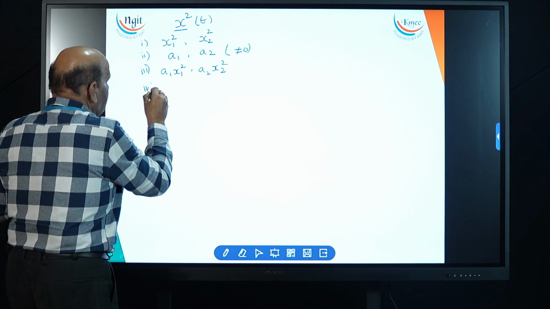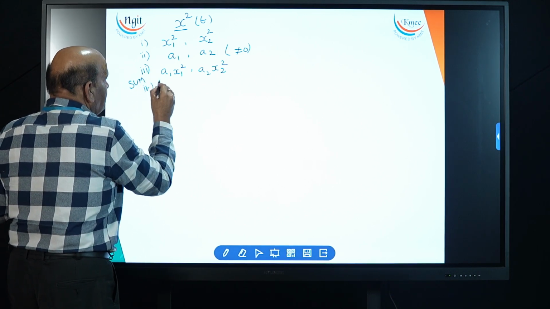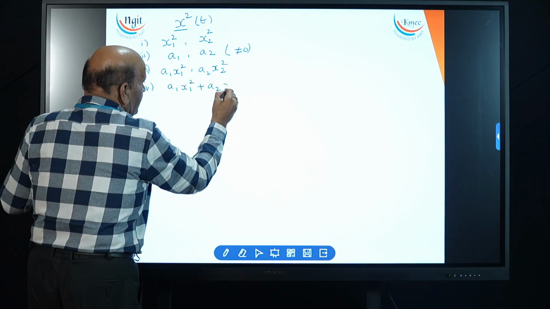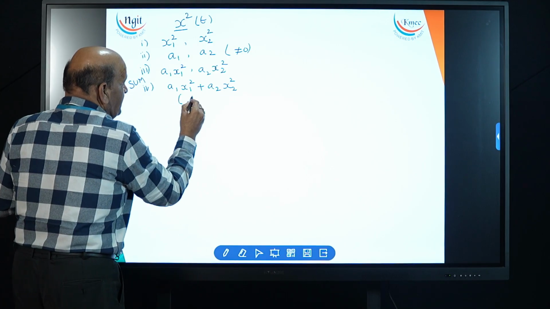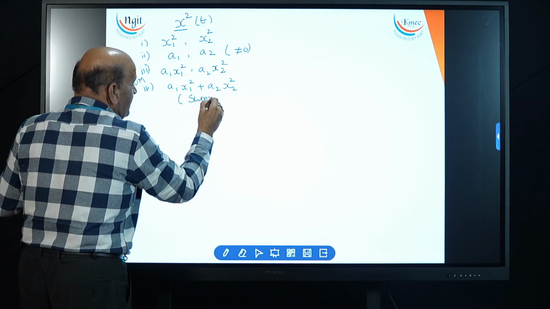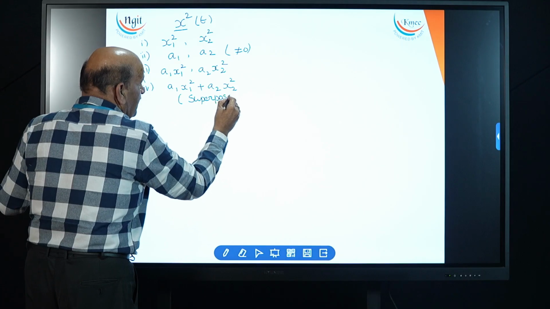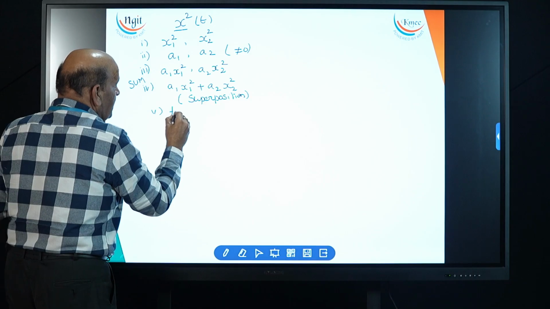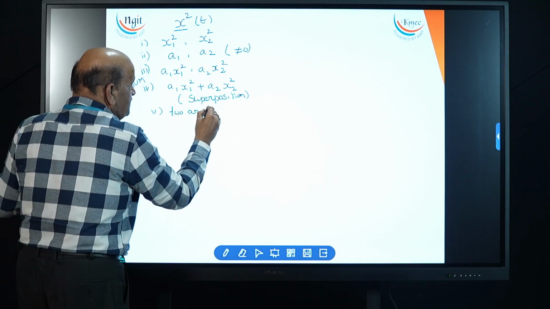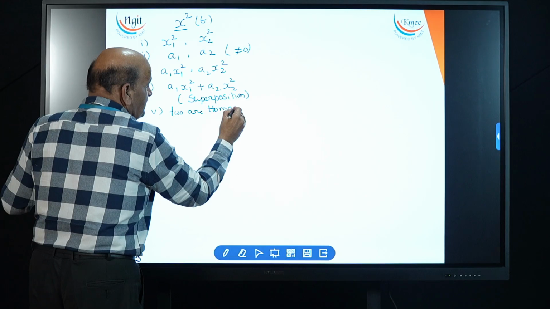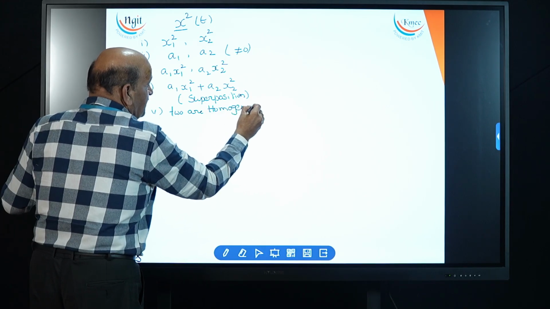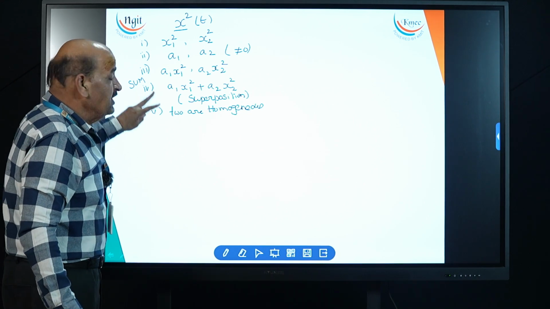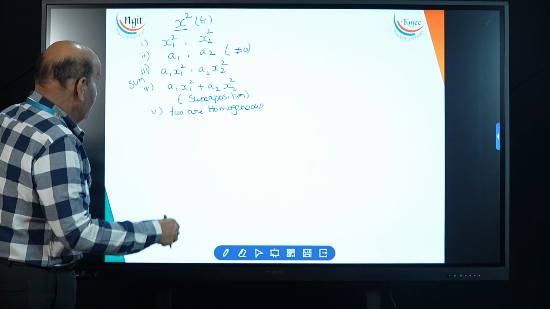Now fourth step, summation. Then a1 x1 square plus a2 x2 square is a new signal which satisfies the condition as per the superposition rule. We got a new signal. Now in the next one, these two are homogeneous. Homogeneous means having the same degree. These two are of degree 2, homogeneous. So now two conditions are satisfied.